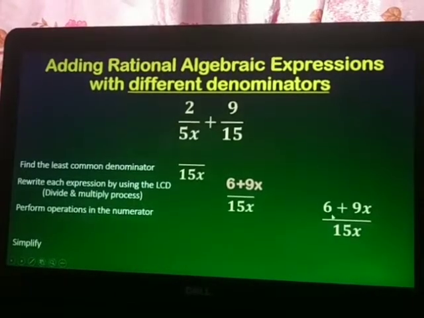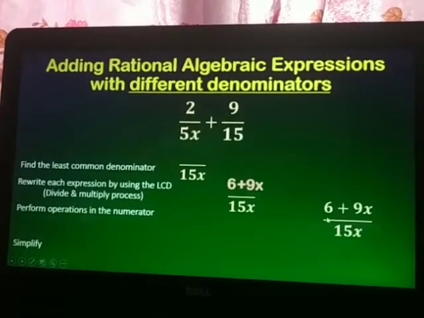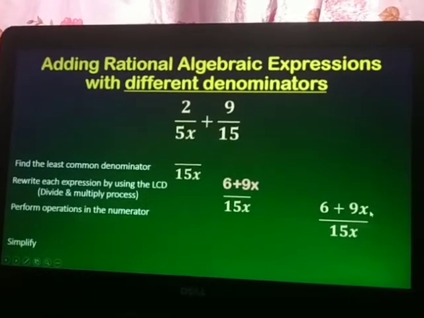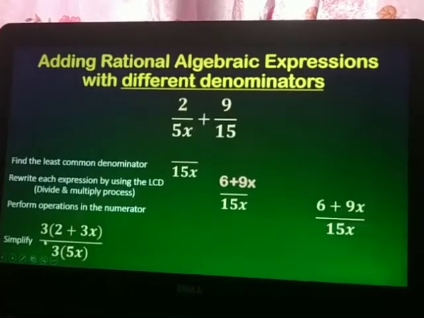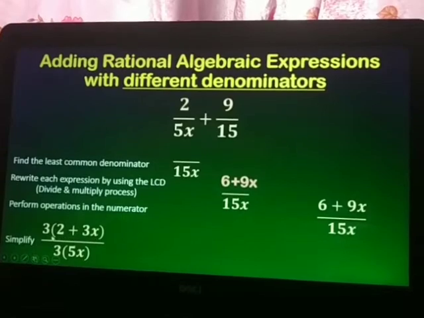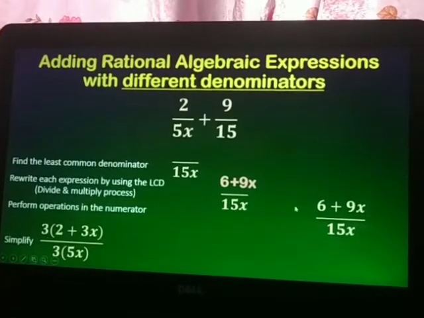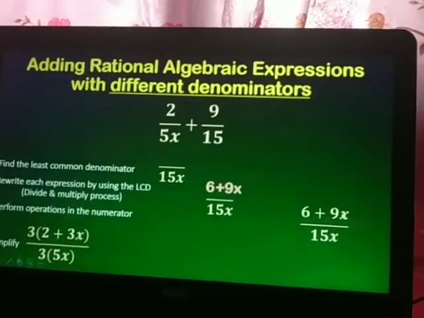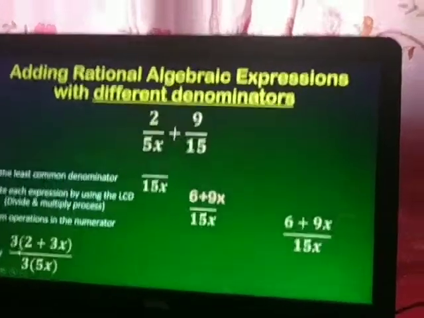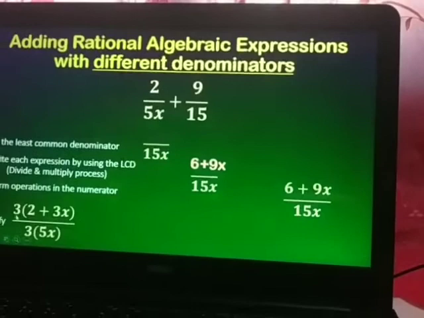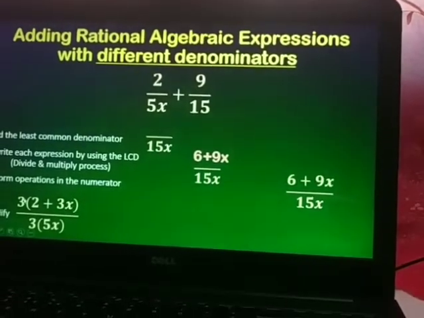What is the factored form of 6 plus 9x? Using the greatest common monomial factoring, that is 3 times 2 plus 3x. Because 3 is common, 6 and 9 can be divided by 3. So 3 times 2 is equal to 6. 3 times 3x is 9x. This is the factored form of 6 plus 9x.